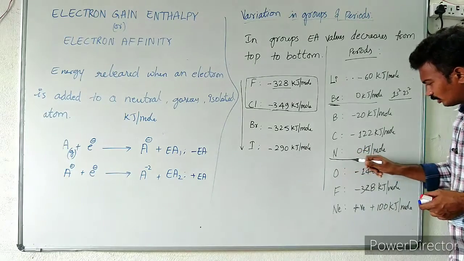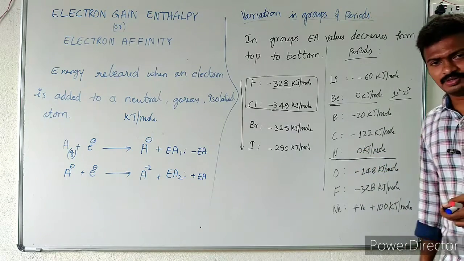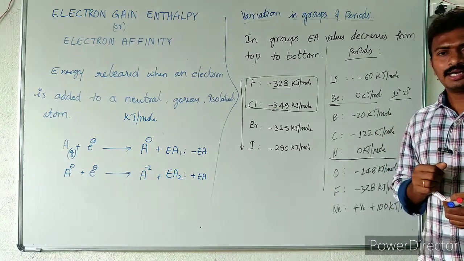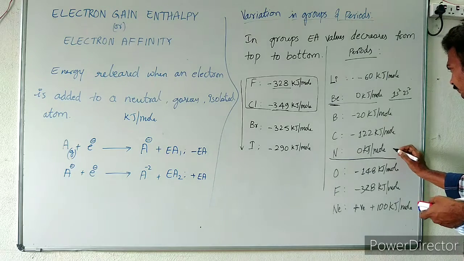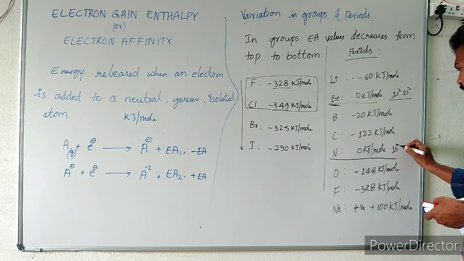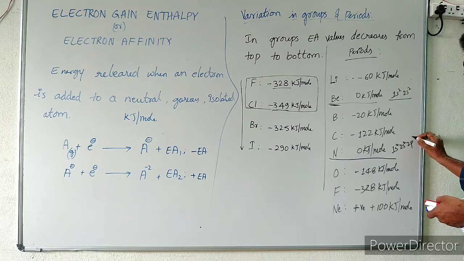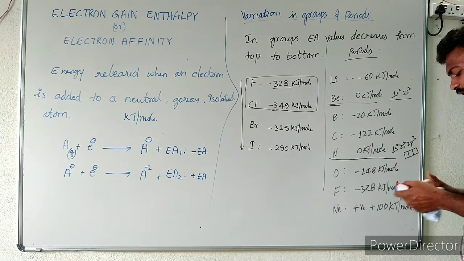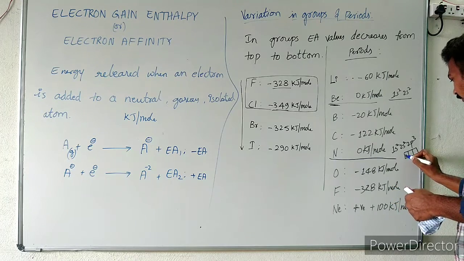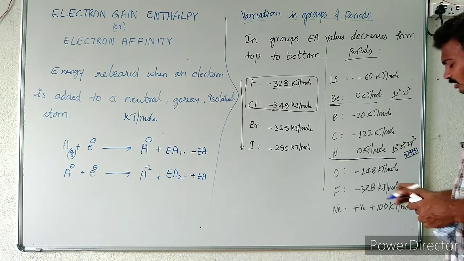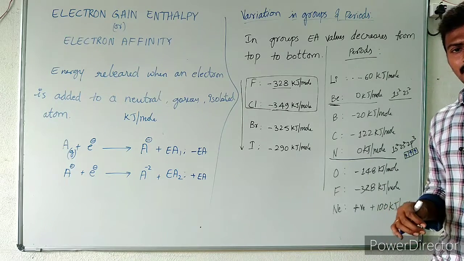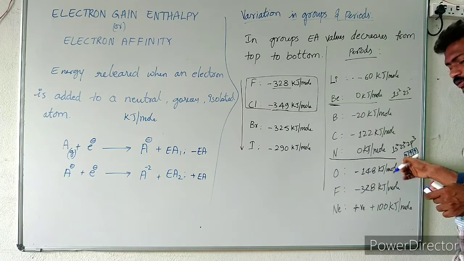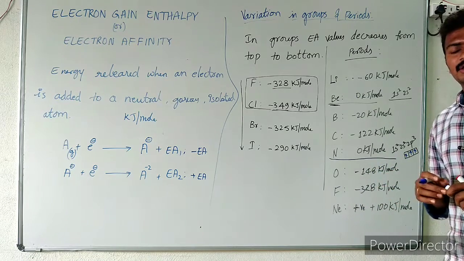And next, coming to nitrogen. Why is nitrogen having 0? Because of the same reason. If you look at nitrogen's configuration, it is 1s2, 2s2, 2p3. Here it is a half filled configuration. That means the 3 orbitals of the p subshell are each filled with 1 electron. It is a half filled configuration. So therefore it doesn't prefer to lose that stable configuration.